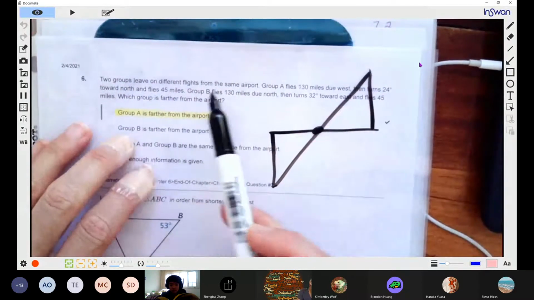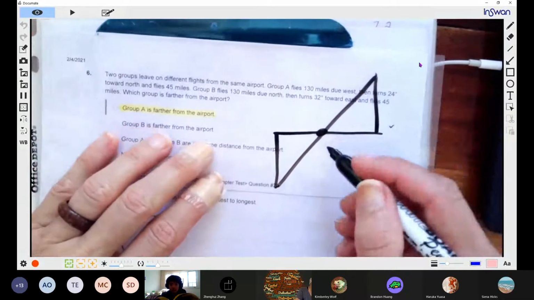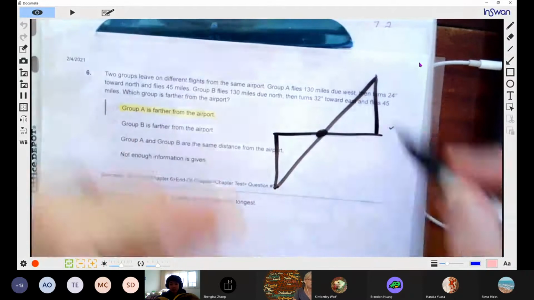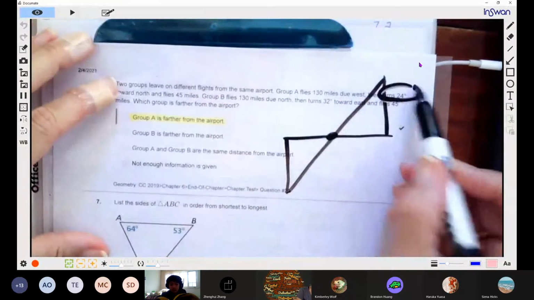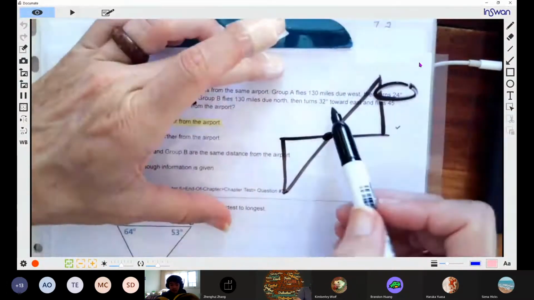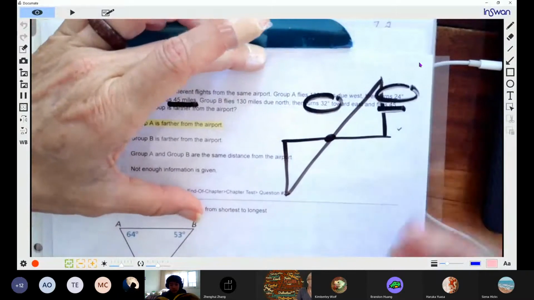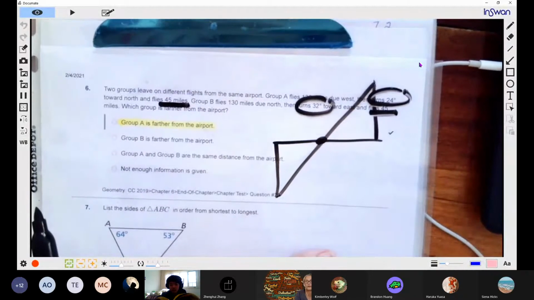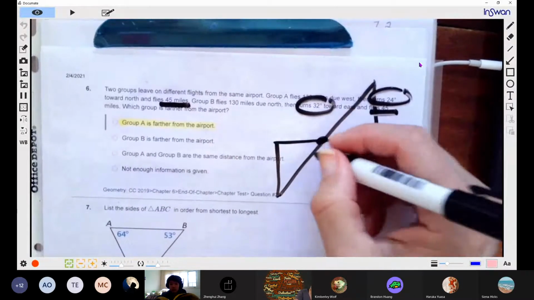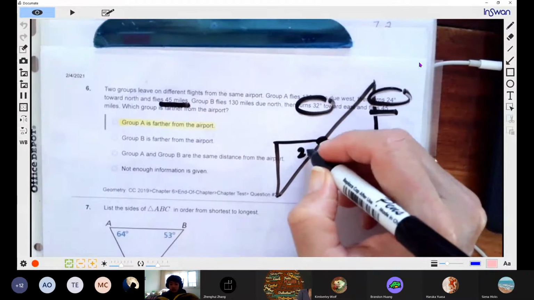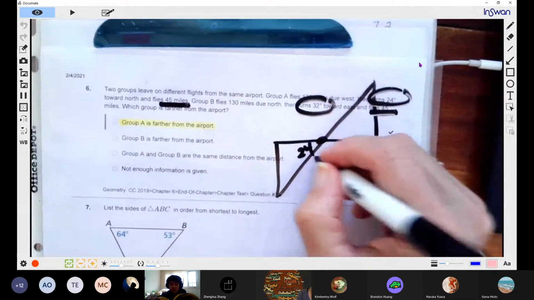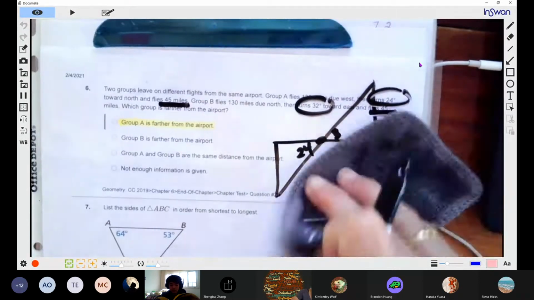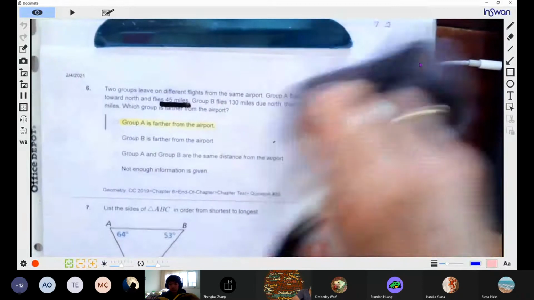But basically, you've got 2 different groups, and this one's going 130 miles this way, and then they turn, or I think it's upside down, but the point is they turn 24 degrees and they go 45 miles. The other group goes 32 degrees and goes 45 miles. So the question is, who flies further from the airport? So if this one goes 24 and this one goes 32, this is what I'm saying, my picture's not great.